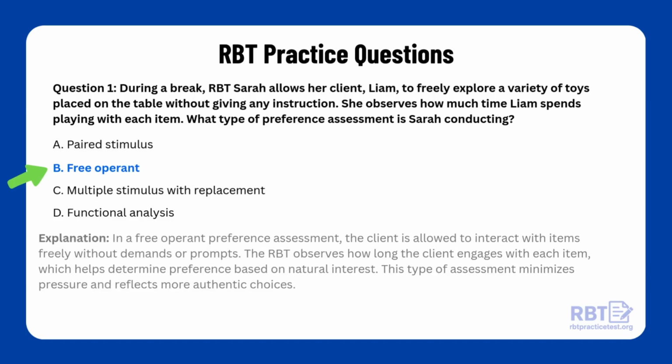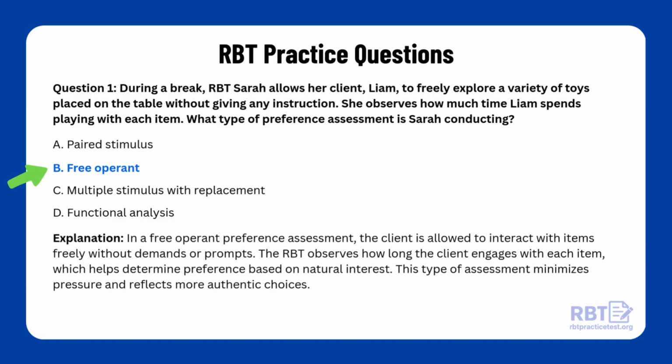In a free operant preference assessment, the client is allowed to interact with items freely without demands or prompts. The RBT observes how long the client engages with each item, which helps determine preference based on natural interest. This type of assessment minimizes pressure and reflects more authentic choices.